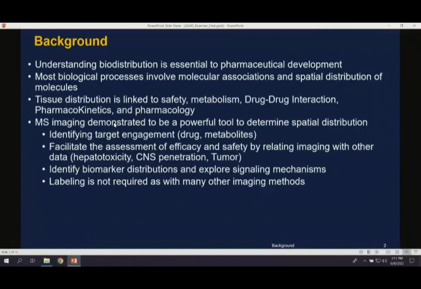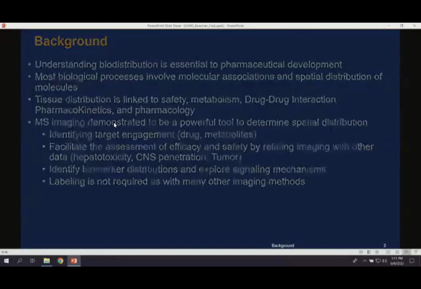So MS imaging has been a very powerful tool to help determine spatial distribution in tissue. It allows us to do target engagement for both drugs and metabolites of those drugs. It allows us to facilitate assessment of efficacy and safety by relating it with other imaging data, whether that's hepatotoxicity, central nervous system penetration, or tumor spread. It allows us to do biomarker distribution identification and to explore signaling mechanisms. And it has the other advantage that it is a labeling-free technique, which is impossible with most other imaging methods.